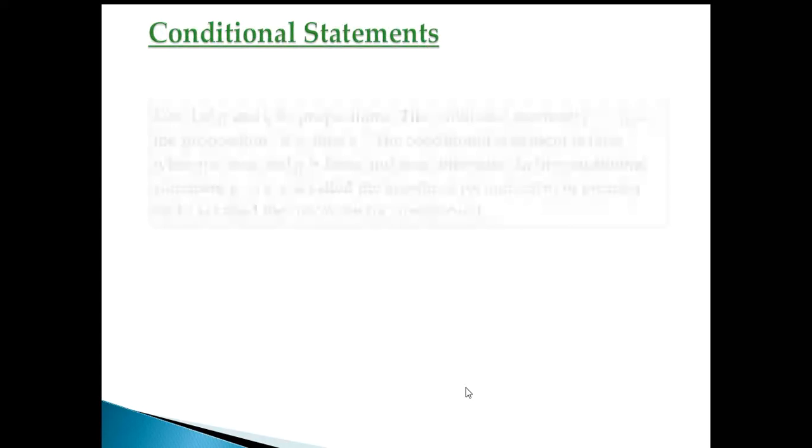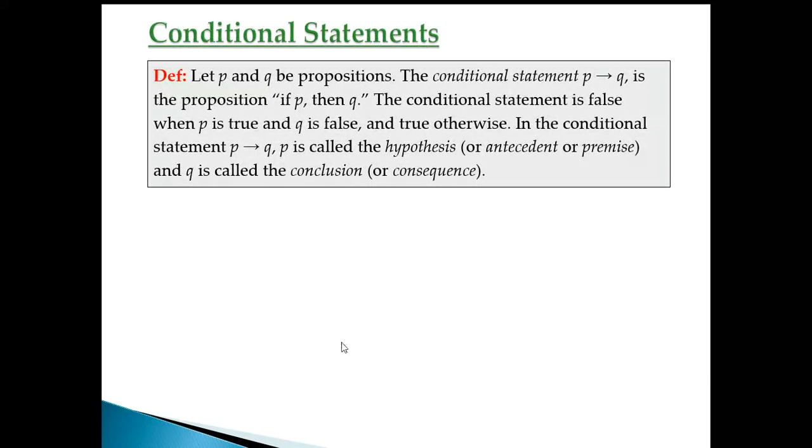Next is the conditional statements. So what are conditional statements? Suppose p and q are two propositions. The conditional statement we denote by this sign, and we read it as the proposition if p then q. What does it mean? If p then q. The conditional statement is false when p is true and q is false, otherwise it is always true. Only in one case is it false: if p is true and q is false.